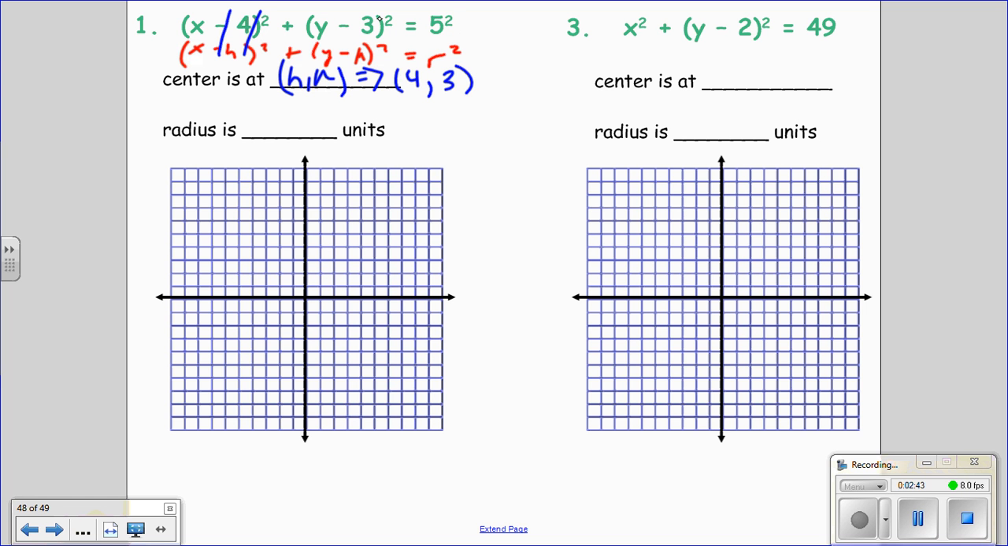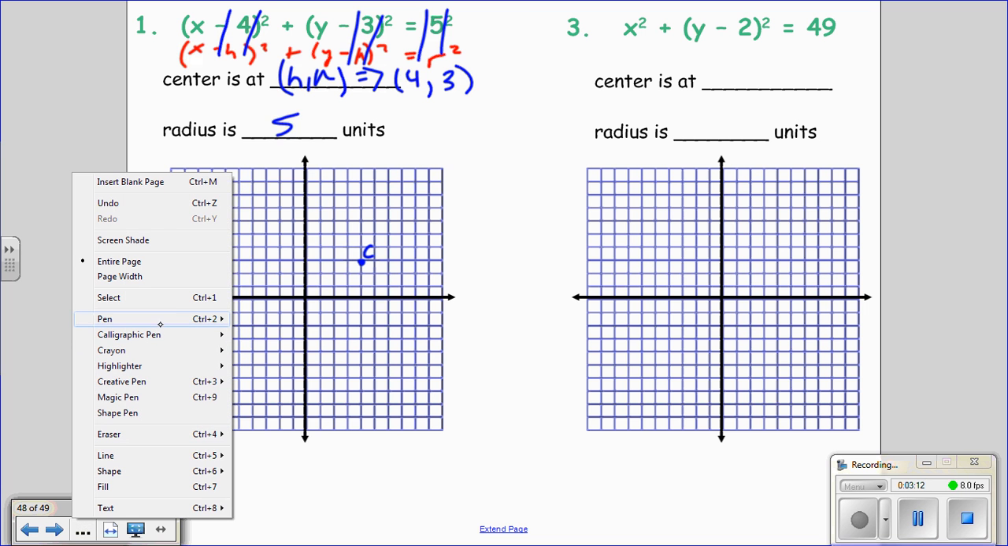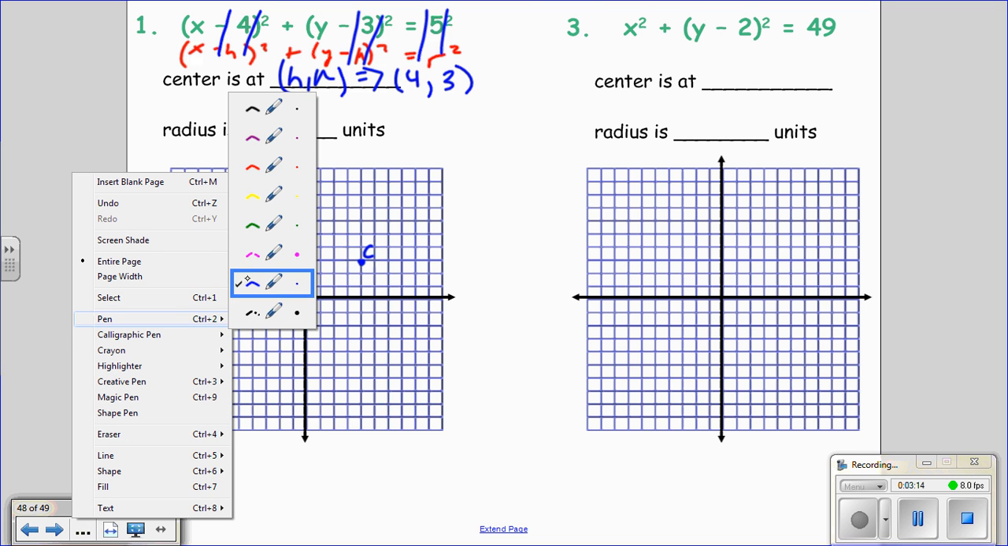So that means the radius is 5. Because at the end it's supposed to be radius squared, and it says 5 squared, so radius and 5 are in the same position. So now I would start by plotting the center, (4, 3): go over 4 to the right and 3 up, and I would label it C for center, and then use the radius to find other points on your circle.